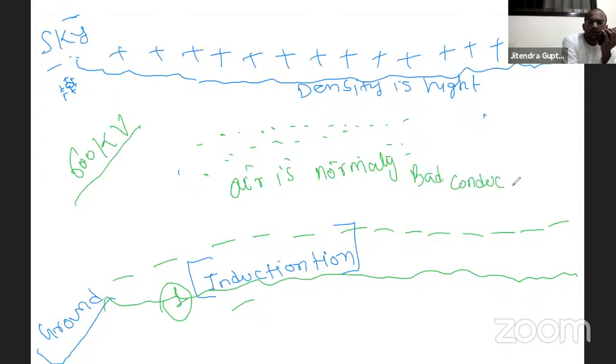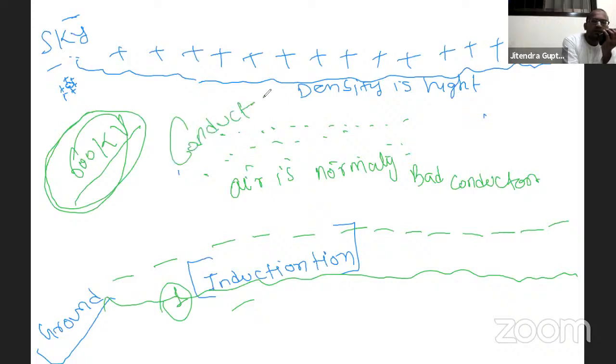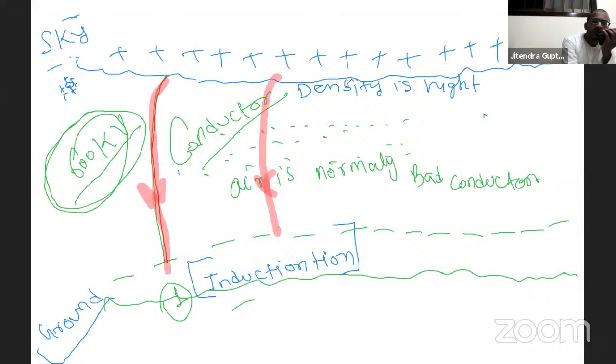But due to the presence of such huge voltage, it becomes a conductor, and this is how electricity flows. Does electricity flow from plus to minus or minus to plus? Plus to minus. So it comes from the sky to the ground or ground to the sky? Sky to ground. All of you getting why?